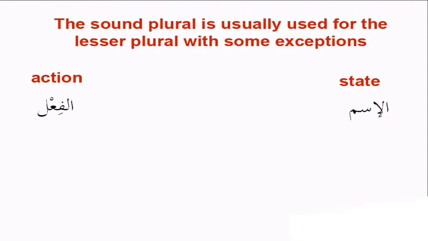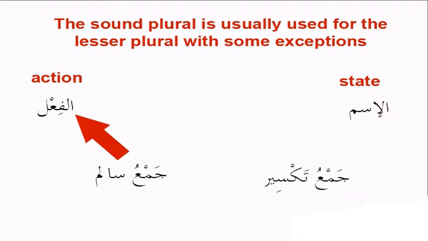Now when we use the sound plural, the jam'u salim, this plural will be closer to the action. Although the jam'u salim is an ism, it will be more closely related to the fi'l, the action that it's associated with. While the jam'u taksir, the broken plural, will be more closely related to the ism, or the actual state. Now I'm going to be explaining this in some detail, inshallah.